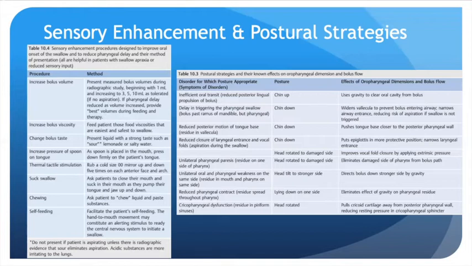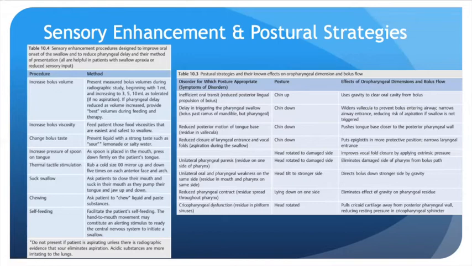He uses this strategy to clear his oral cavity because he has an inability to elevate and lateralize his tongue, for example. So he has to use this chin up strategy in order to clear his oral cavity during swallowing. Chin down actually widens the vallecula to prevent the bolus entering the airway.